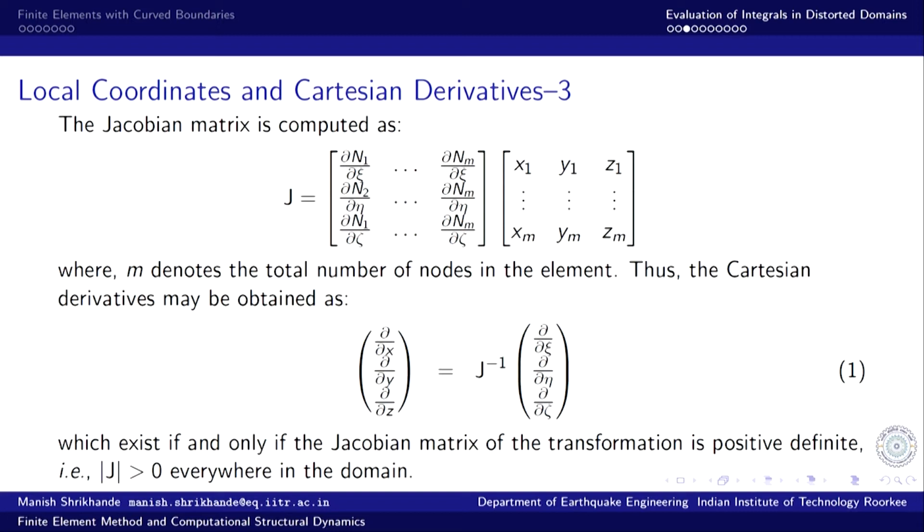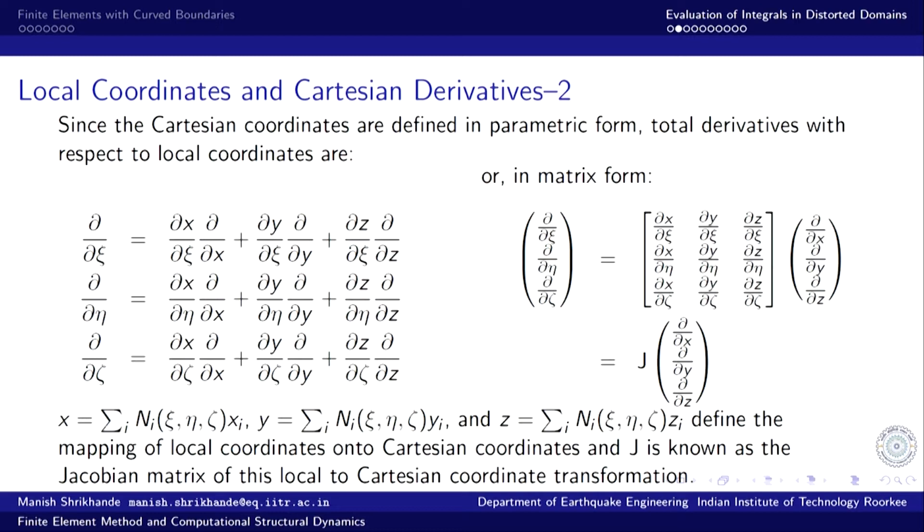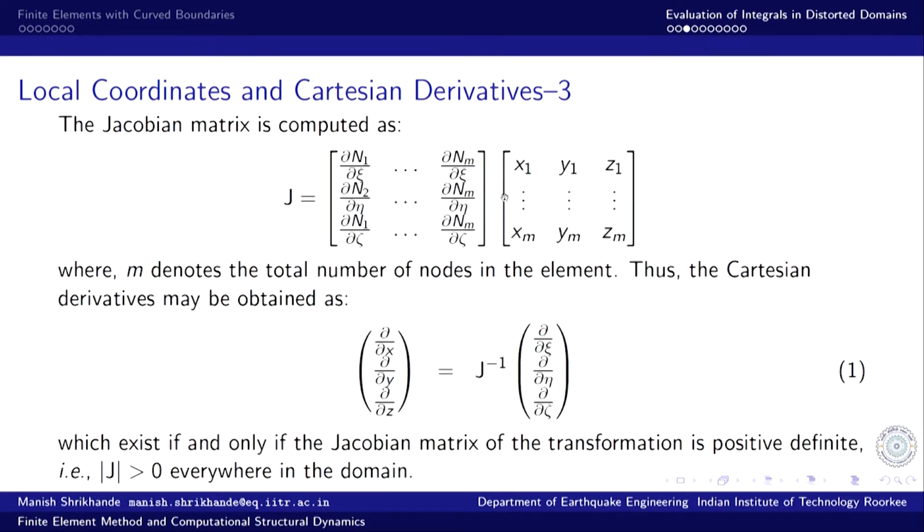So, if there are m number of points, m number of nodes in the element, then each term of this Jacobian would involve, for example, this del x by del xi, because this x will involve summation over m number of terms. This summation of N_i x_i extends over m number of terms, and that is what is represented here.